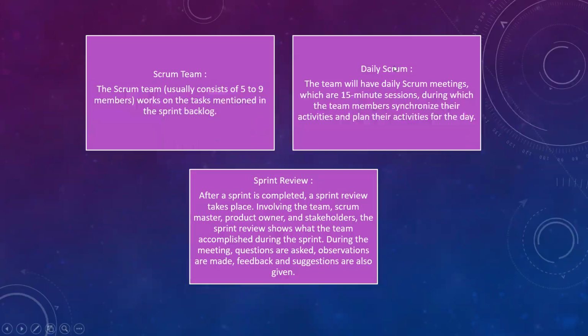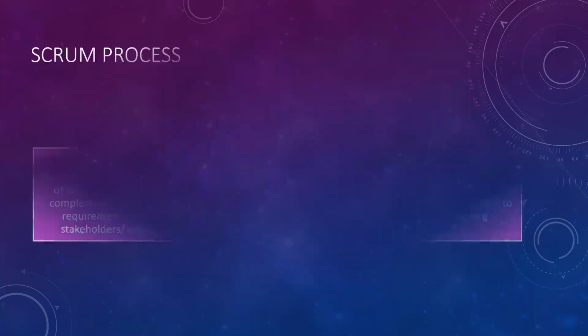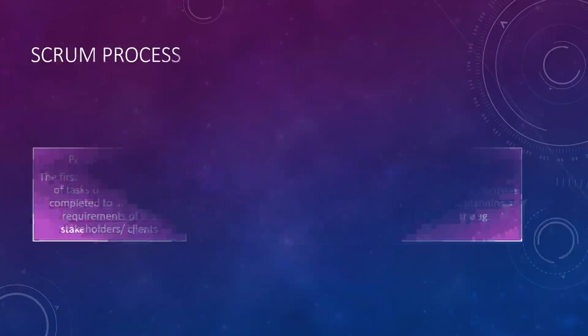So Scrum team, who are the Scrum team? What happens in the daily Scrum meetings? What happens in the sprint reviews? Here you can see after the sprint is completed, a review takes place involving the Scrum team and getting the feedback. This is what we have discussed, right? During the meeting, questions are asked, observations are made, feedback or suggestions are also given.